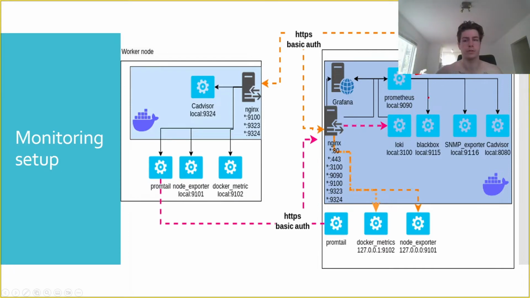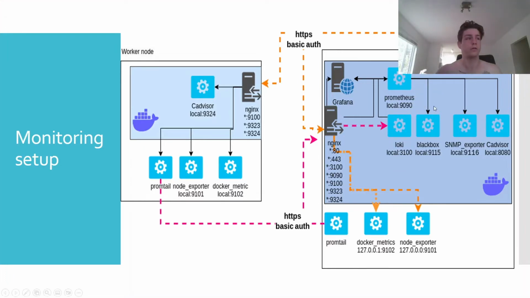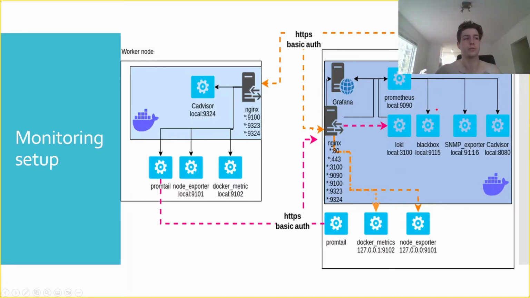Sorry, I just realized you can't really see that. Prometheus. Then we have Loki down here, which is a log ingestion service, so things give logs to Loki. Then we have Blackbox, which is for black box monitoring. I use it for HTTP request monitoring, so I see how long it takes to complete a HTTP request. Then we have SNMP exporter, which is for SNMP monitoring.